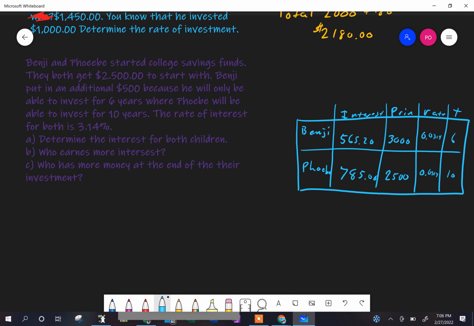So now it says, determine the interest for both children. All right, done that. Benji has $565.20. Phoebe has $785. Who earns more interest? Well, clearly, Phoebe earns more interest. Who has more money at the end of their investment? Well, this is going to be a little bit different. Because I'm trying to figure out who has more money, I'm going to have to add the interest to the principal, and that gives me $3,565.20 for Benji.